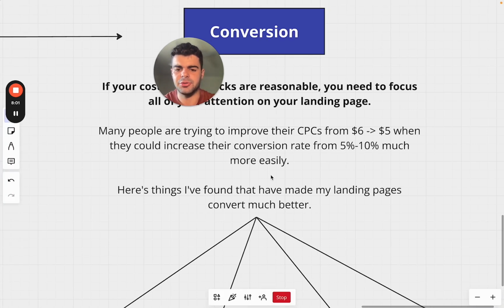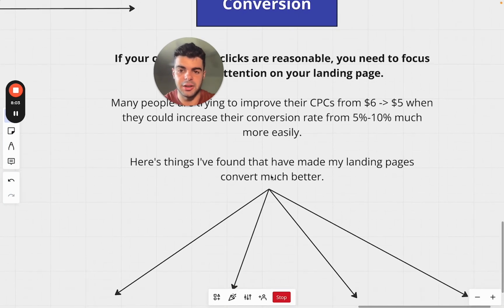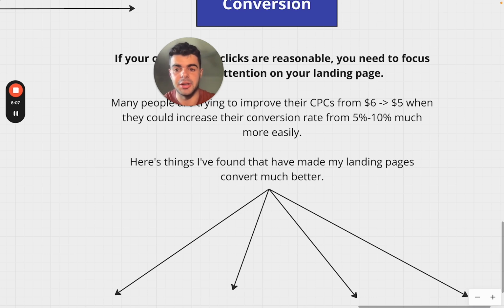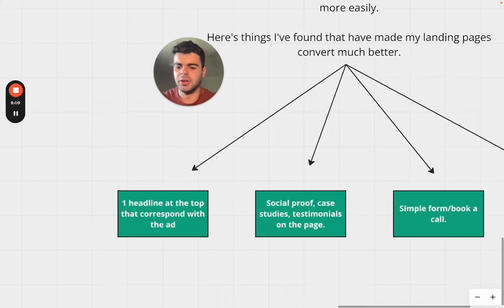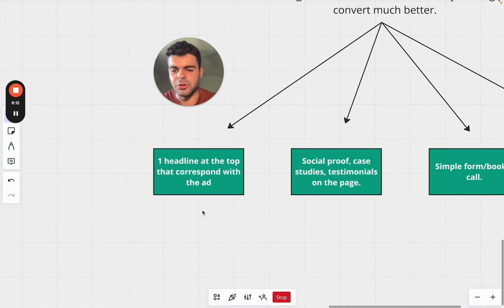So these are a few things that I have added to my landing pages that have made a big difference, and also for people who I make landing pages for. So one, a headline at the top that corresponds with the ad. If you want to get high level and you're spending a lot more on ads, doing this depending on the ad is very important.